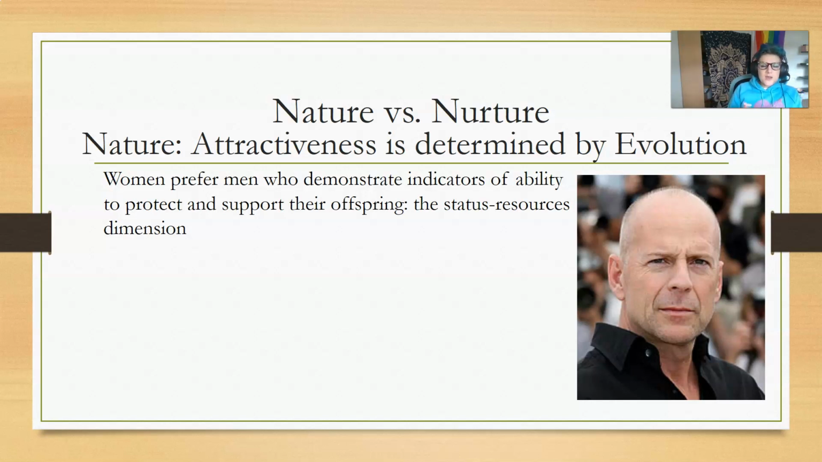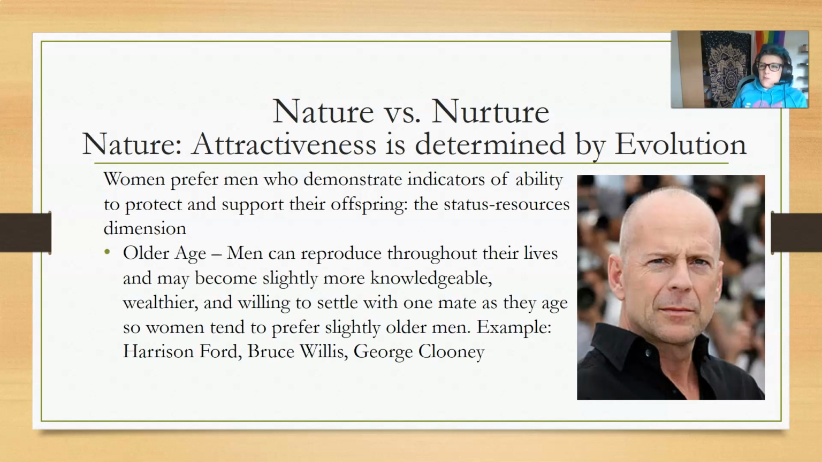So, evolutionary social psychologists would say that women prefer men who demonstrate indicators of the ability to protect and support their offspring. Now, this is the status resources dimension. So therefore, they're more likely to go for older men. Men can reproduce throughout their lives and may become slightly more knowledgeable, wealthier, and willing to settle with one mate as they age. So women prefer slightly older men. For example, Harrison Ford, Bruce Willis, and George Clooney have all been considered to be silver fox heartthrobs.